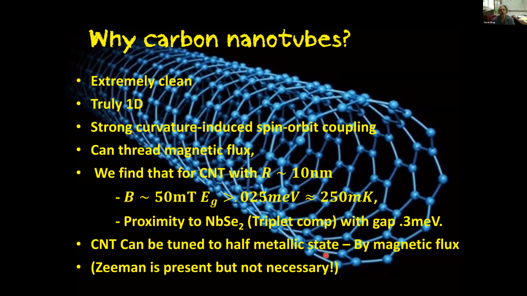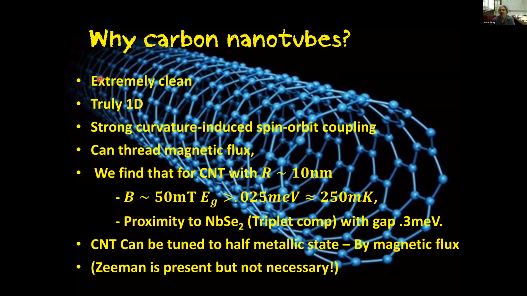So why carbon nanotubes? I'm repeating things which I already said. They are extremely clean. They are truly 1D. Unlike indium arsenide, which is full, with states inside the wire, here we have only the shell around it. So it's supposed to be cleaner in that sense. It has strong curvature-induced spin-orbit coupling. We can put magnetic flux through the sample, that's clear.